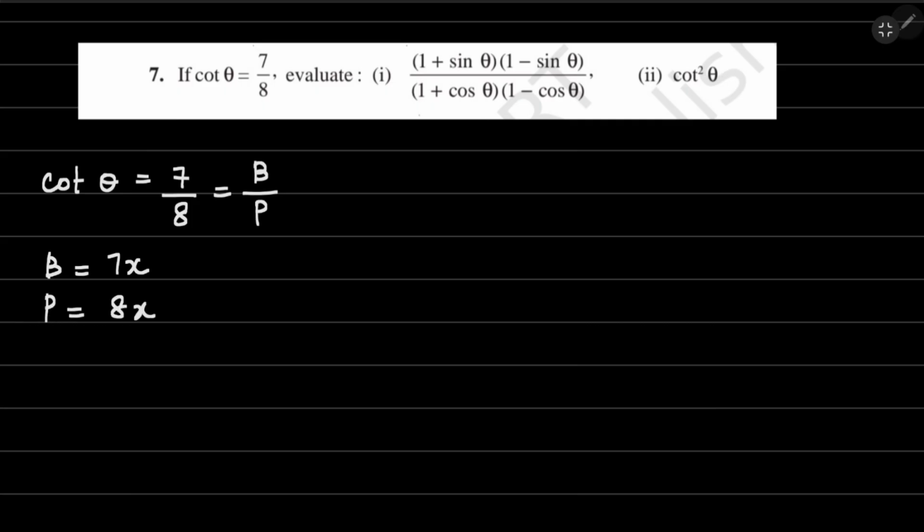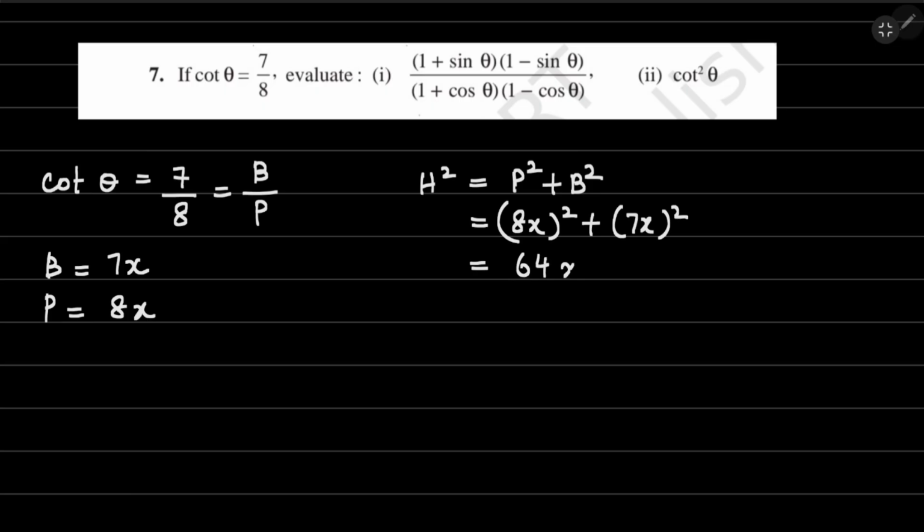If cot theta is equal to 7 by 8, you have to evaluate the given expression. Let's do it. So cot theta is equal to 7 by 8. This is nothing but base by perpendicular, right? So let the base be 7x, perpendicular, let it be 8x. So what is h square? H square equal to p square plus b square. What is p square? 8x the whole square plus base is nothing but 7x the whole square.